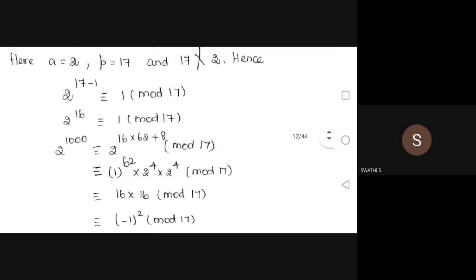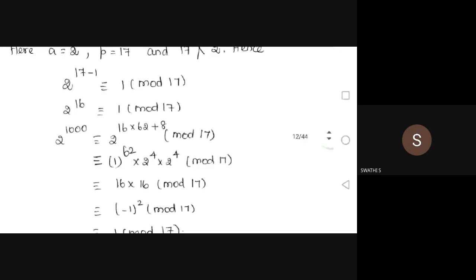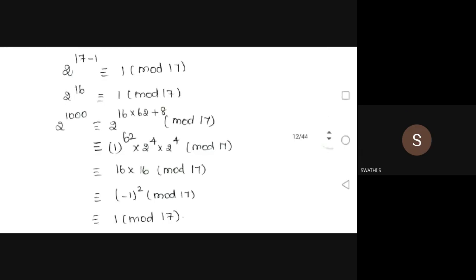Then 16. When 16 is divided by the mod value 17, you get the remainder minus 1. So 16 is congruent to minus 1. So minus 1 times minus 1, the whole square, is plus 1. So 2 power 1000 is congruent to 1 mod 17, which means when 2 power 1000 is divided by 17, you get the remainder 1.